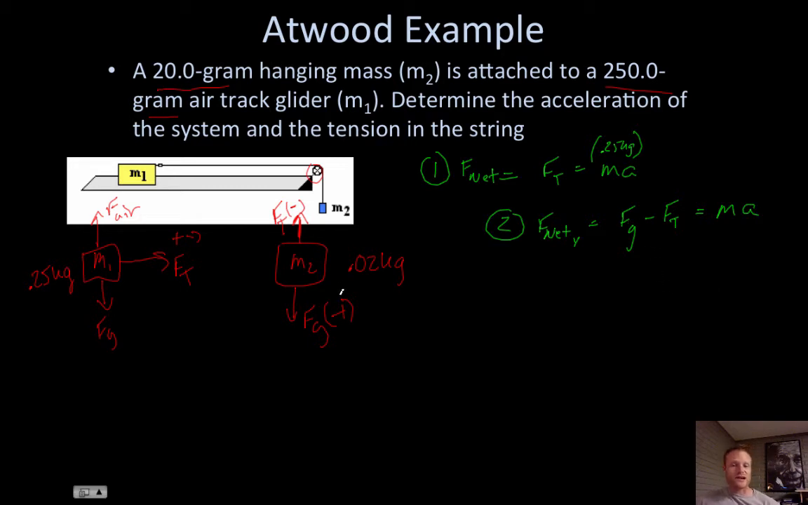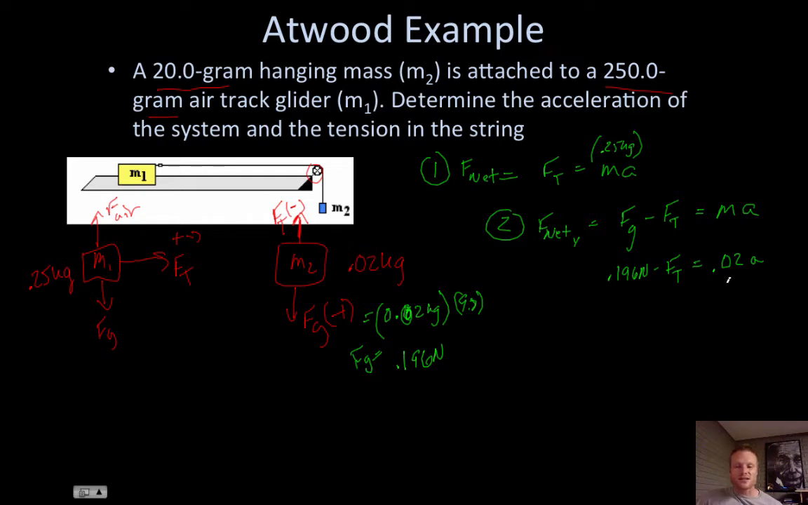Now, can I figure out the force of gravity on block number 2? I can. If I take 0.02 kilograms times 9.8, I get a force of gravity of 0.196 newtons. So I'm going to write that in right here: 0.196 newtons minus F sub t equals the mass of block 2, which is 0.02, and then A. All right, so now I have these two equations set up.